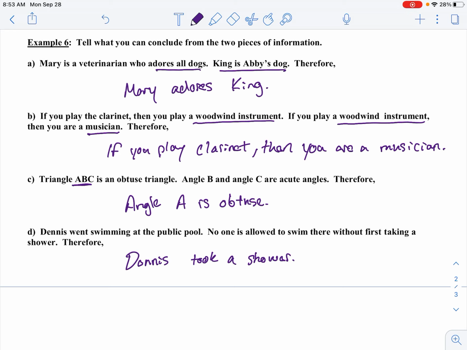I want to come back to this main point of inductive, patterns, observations, deductive, facts, and information. Deductive is what we're going to focus on more as we progress through this unit.